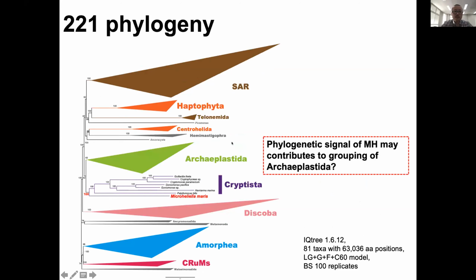And Archaeplastida is shown as a monophyletic group. The support is very weak, not strong, but Archaeplastida is monophyletic. So I think the phylogenetic signal of MH may contribute to the grouping of Archaeplastida because in such an analysis, the monophyly of Archaeplastida is usually not reconstructed, but of course further data and analysis are needed about it.